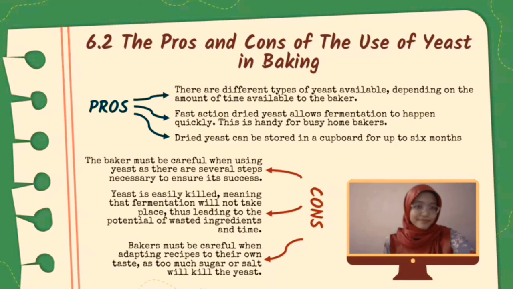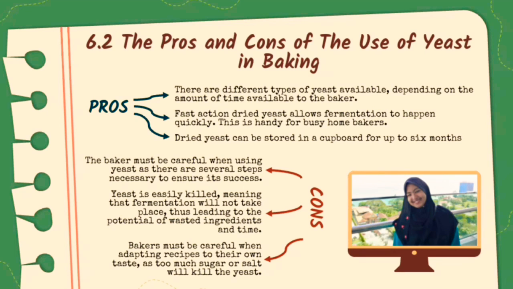Finally, what are the pros and cons of the use of yeast in baking? For the pros, first, there are different types of yeast available depending on the amount of time available to the baker. Second, fast-action dried yeast allows fermentation to happen quickly. This is handy for busy home bakers. And third, dried yeast can be stored in a cupboard for up to 6 months.